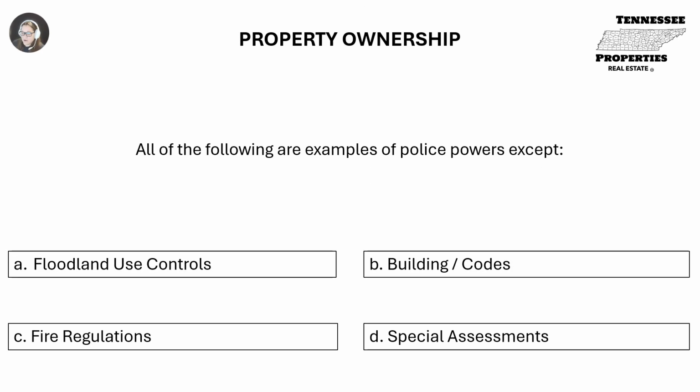All of the following are examples of police powers except A, floodland use controls, B, building codes, C, fire regulations, or D, special assessments. D. Special assessments.